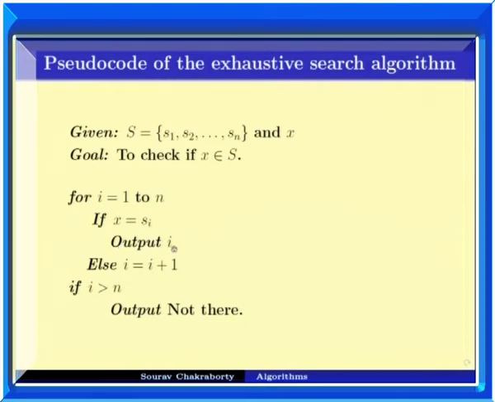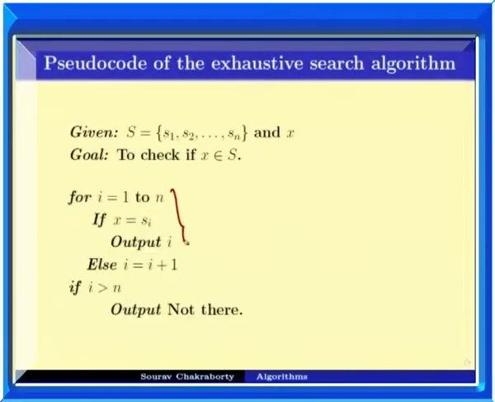In that case, I output i, which is the position of x in S. Else, I have not found x yet, so I just increment the index: i equals i plus 1. Now I continue this for loop for n steps, that means for all the elements in this set S. After this for loop, if I have not output anything till now, we come here.